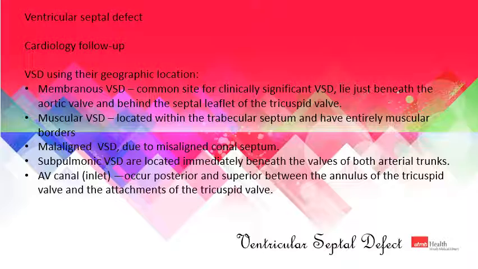Malaligned VSDs are due to a misaligned conal septum, while subpulmonic VSDs are located immediately beneath the valves of both arterial trunks. AV canal or inlet VSDs occur posterior and superior, between the annulus of the tricuspid valve and the attachments of the tricuspid valve.